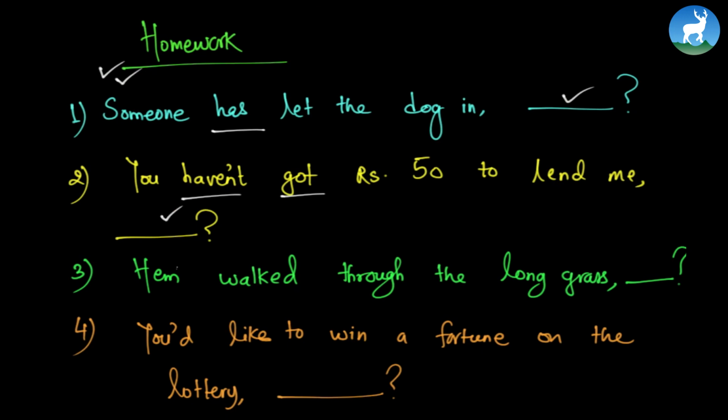Find out the answer. He walked through the long grass. We have a second form of the verb, V2. So, find out the answer. You'd like, would plus V1. You'd like to win a fortune on the lottery. So, hadn't you, didn't you? Find the answer yourself.